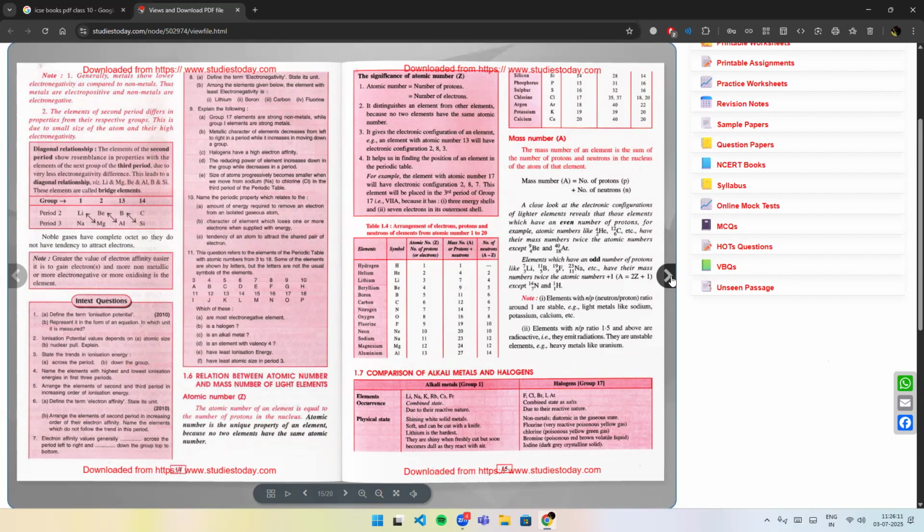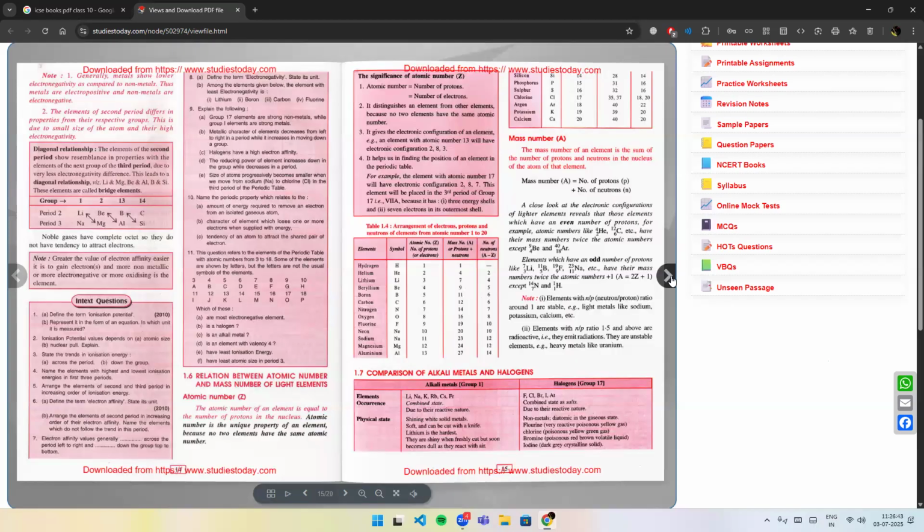Relation between atomic number and mass number of light elements. Atomic number, Z. The atomic number of an element is equal to the number of protons in the nucleus. Atomic number is the unique property of an element because no two elements have the same atomic number. Significance of atomic number. Atomic number is equal to the number of protons, which is equal to the number of electrons. It distinguishes an element from other elements because no two elements have the same atomic number.